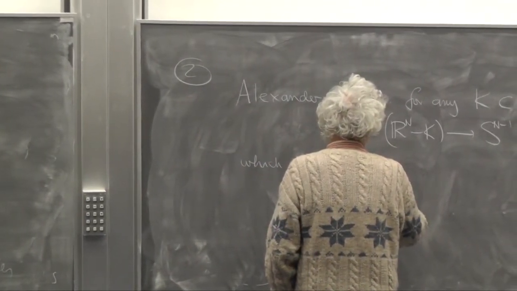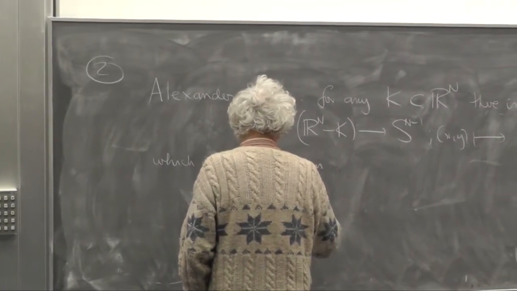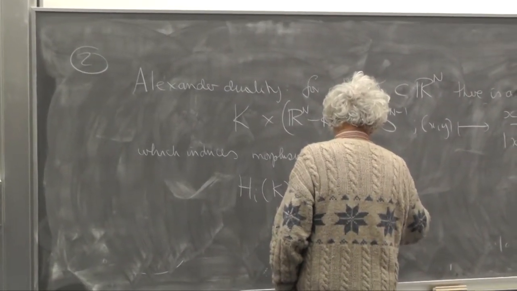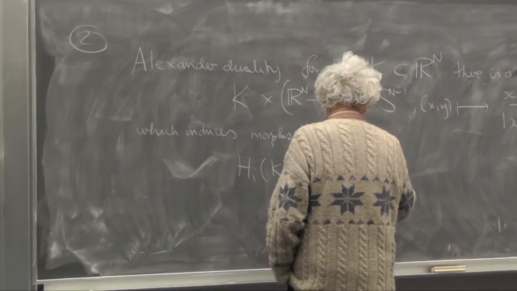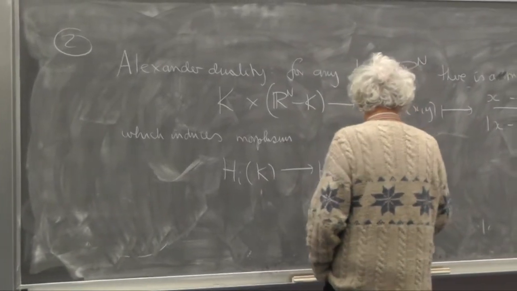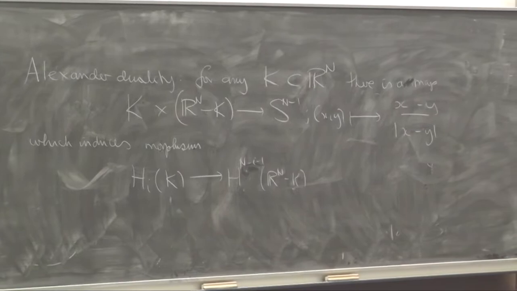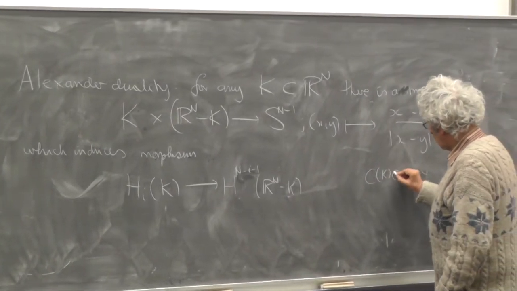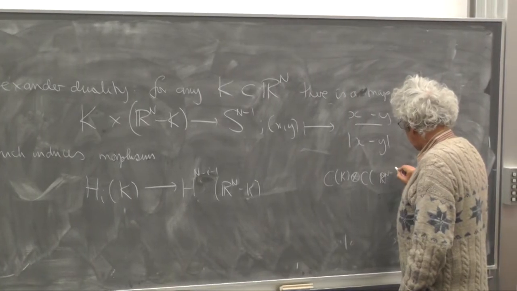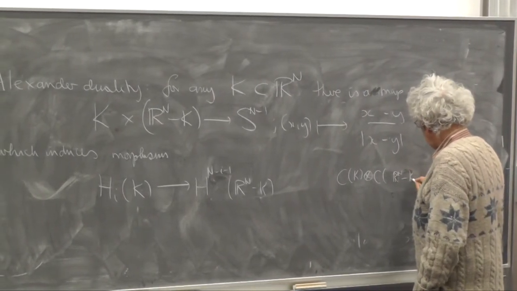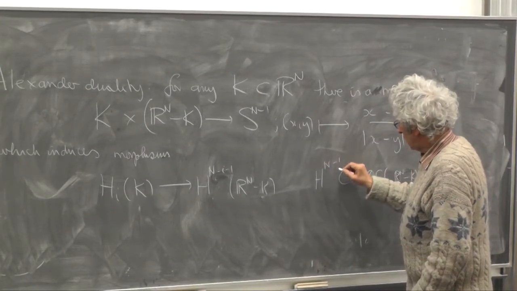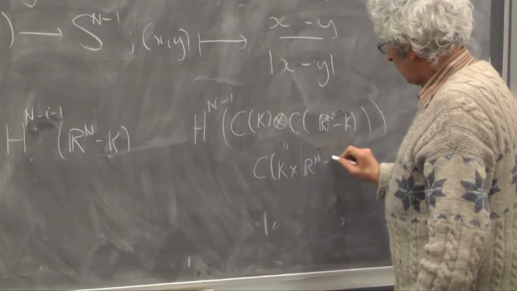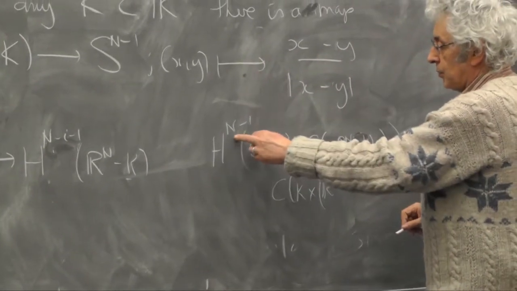isomorphisms H_i(K) to H^{n-i-1}(Rn minus K), which are isomorphisms for reasonable spaces. So I won't go into details how such a map induces things, except that if you think about it, you've got a class in the cohomology of Rn minus K, so just by using the Eilenberg-Zilber theorem, you've got a map to S^{n-1}, you've got an n minus 1 cohomology class.